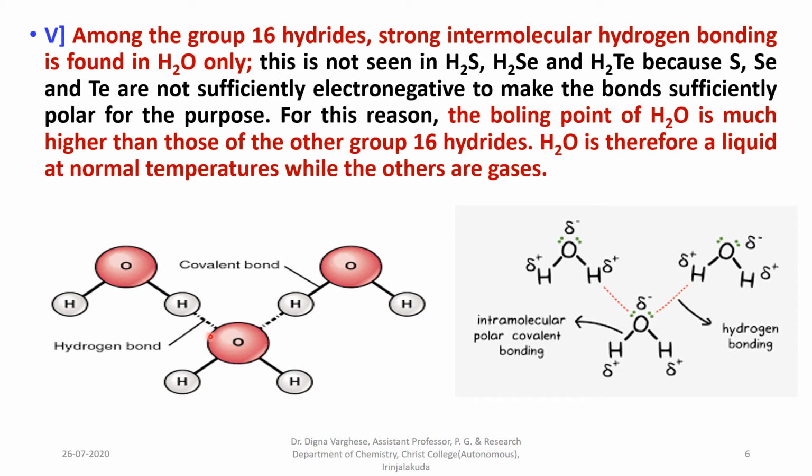This occurs only in the case of water. In the case of hydrogen sulfide, hydrogen selenide and hydrogen telluride, there is no such hydrogen bonding. So the boiling point of water is higher than the other hydrides of the group 16 elements. Water therefore exists as a liquid at normal temperature, while the others like H2S, H2Se and H2Te are gases.